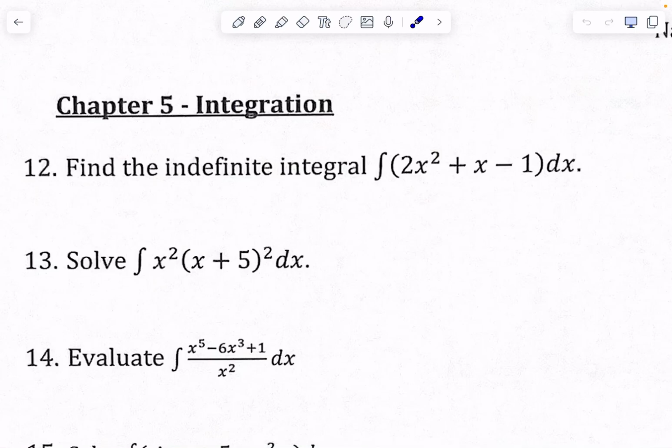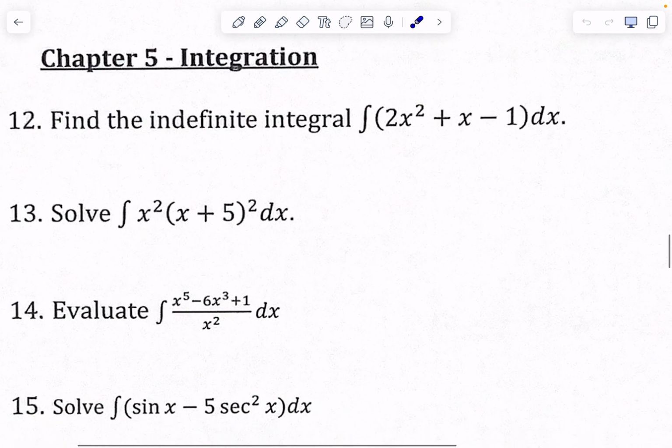Hello, Eli. We are on the second page, 12 through 26, I think. This is all finding antiderivatives. The first one should be easy. Do all these and then check. What are we doing tomorrow? Did you get number 12 done?